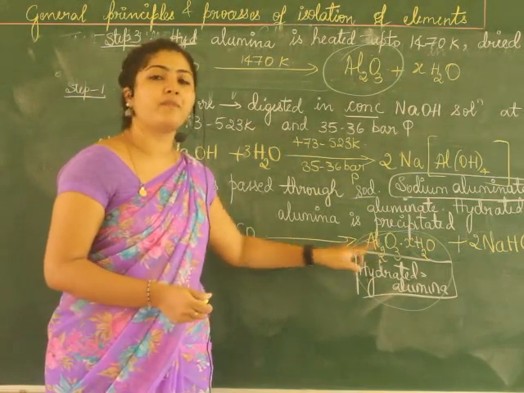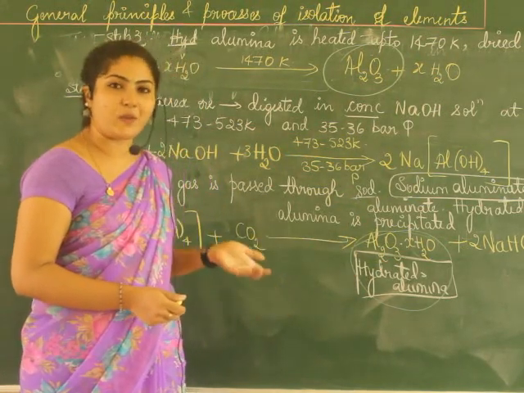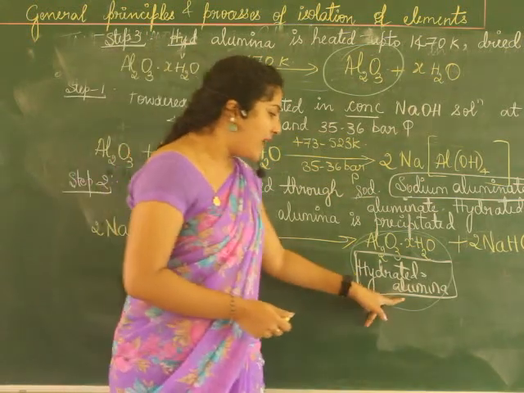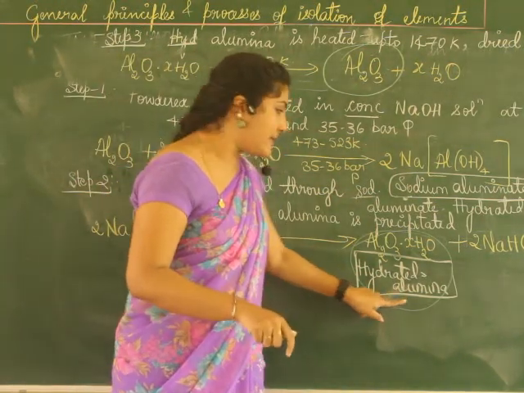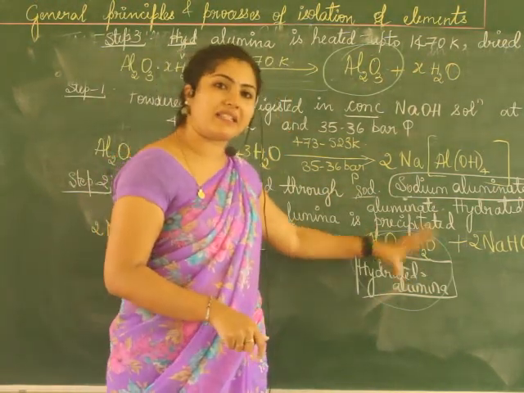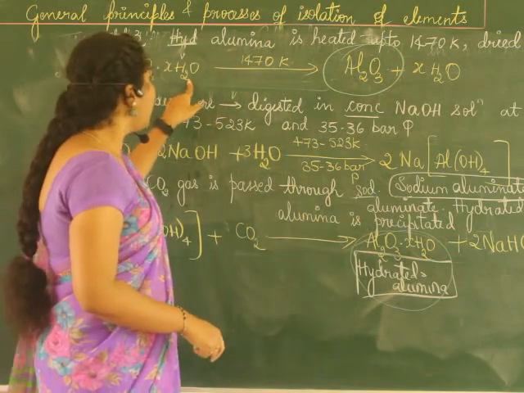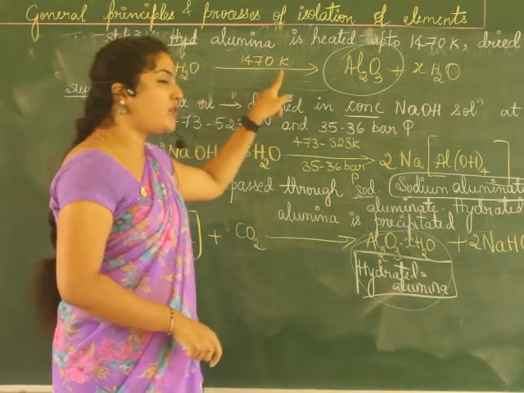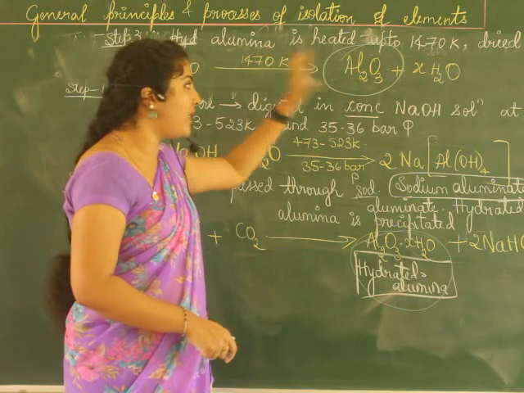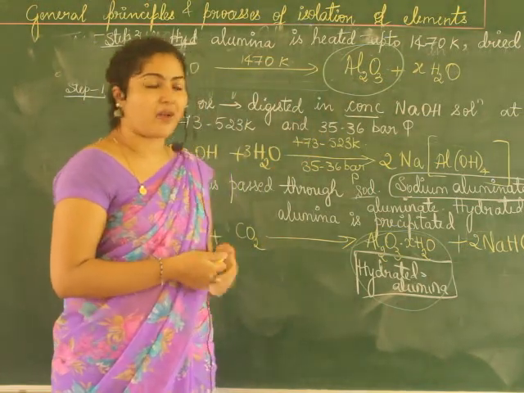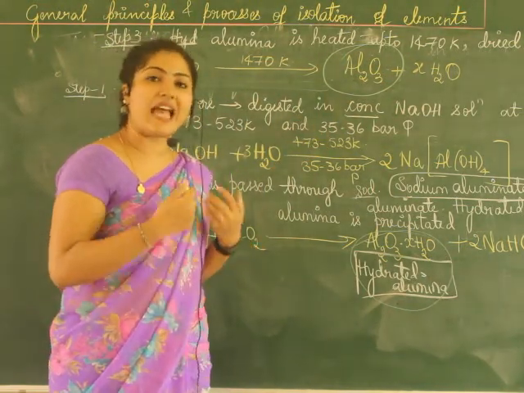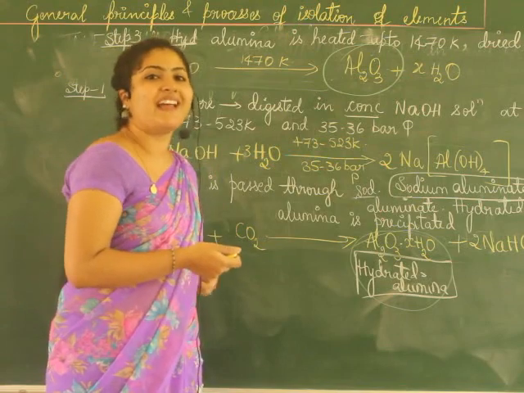In the next step, carbon dioxide is passed through this, and to increase the precipitation of hydrated alumina, freshly prepared hydrated alumina is also added, so that hydrated alumina precipitates. Now this precipitate is separated, and then the hydrated alumina is heated up to 1470 Kelvin, where the water gets separated out. Please do practice the reactions as many times as possible and do study this.